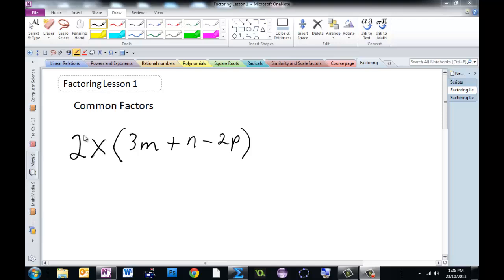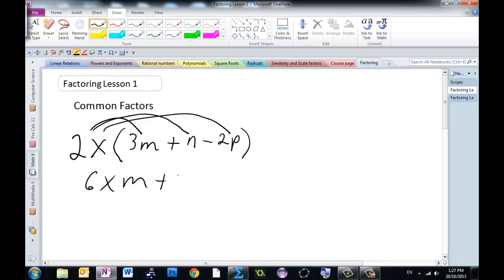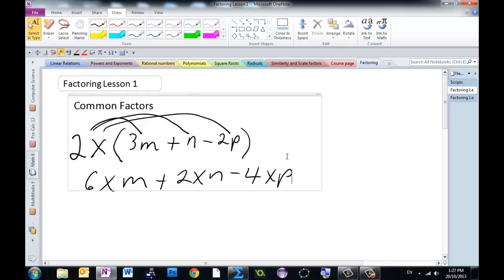Remember from our polynomials unit that to expand this expression we would distribute the 2x into each term of the expression, and we would get 6xm plus 2xn minus 4xp. We're now going to go in the opposite direction and break a polynomial expression into its factors.